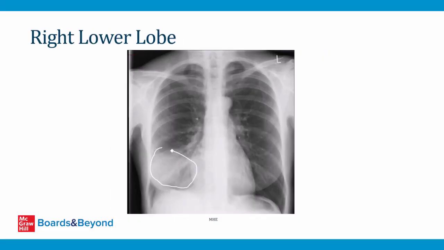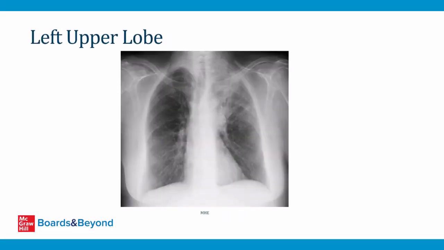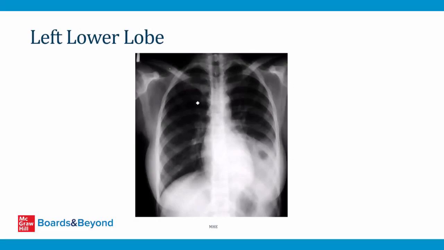And then finally, on the right side, here's an example of a right lower lobe infiltrate. You can see this dense material here down at the bottom. The middle lobe here and the upper lobe are both clear. On the left side, remember there are only 2 lobes. So if you look at this picture, it's relatively clear over here on the right, but we've got this infiltrate in the left upper side. And then finally, this is a left lower lobe pneumonia. You can see this infiltrate right here in the left lower side.